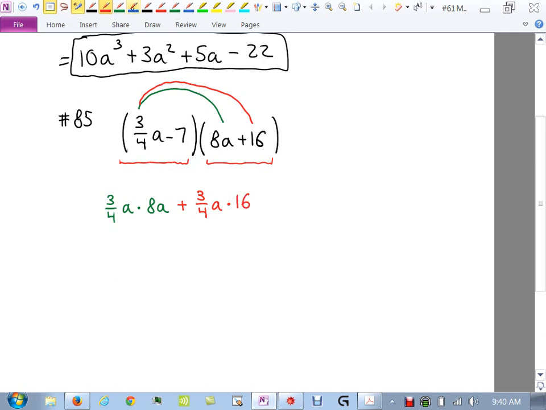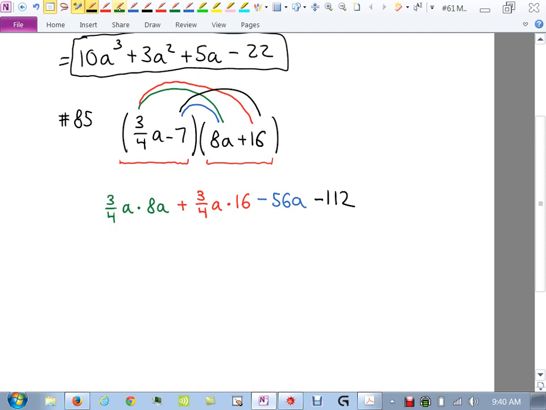The next multiplication, I move on to the -7 now, right? So I've done both. I've done the first term here, 3/4 a. I've distributed it to both. Now I move to the -7. I do that to both. So -7 is going to multiply times 8a. We can probably do that one without having to write it all out, right? What's that? -56a. And then the last multiplication there, is it -112? Okay.